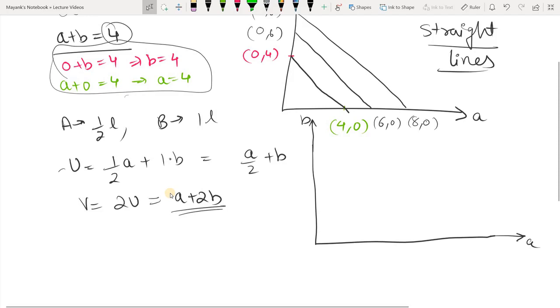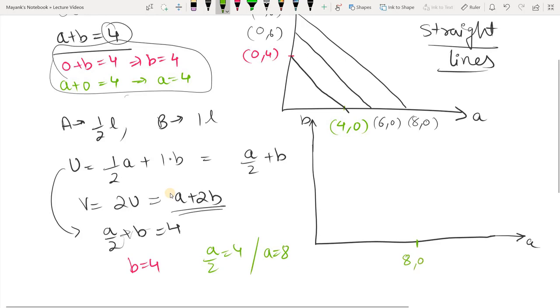So let's say, coming back to this utility function, you have A by 2 plus B is equal to 4. Now keeping A equal to 0, you get B equal to 4. Keeping B equal to 0, you get A by 2 is equal to 4, or A equals 8. So this point becomes (8, 0) and this point becomes (0, 4). So the indifference curves now look like this.